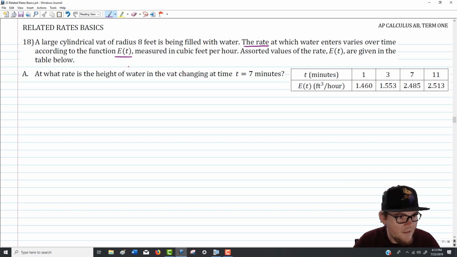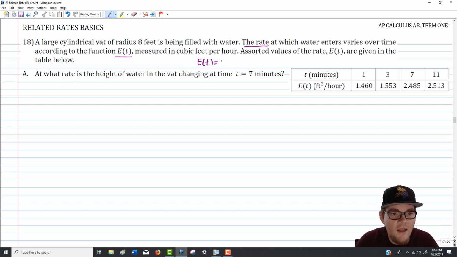It says first, for 18a, at what rate is the height of water in the vat changing at time t equals 7? So the rate at which water enters varies over time. We're in a cylindrical vat. We want to figure out what rate the height of water in the vat is changing at time t equals 7. So in order to do that, we're going to need to figure out a volume equation. Because weird as it is, E of t is actually the equivalent of V prime.